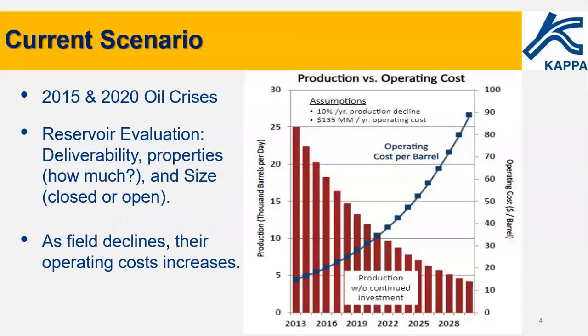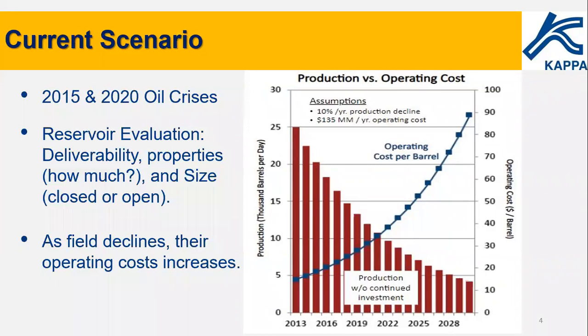Let's begin with the presentation. You must be aware of the current scenario. Since 2015 and now in 2020 due to the pandemic, there has been an oil crisis, which has forced us to look back into all the old or mature fields to go for re-evaluation of those fields. Why are we doing it? What's the need? We have started reservoir evaluation. We have started studying the deliverability of the wells and properties like skin and permeability, so that if there is a positive skin, it can help us plan our stimulation activities.